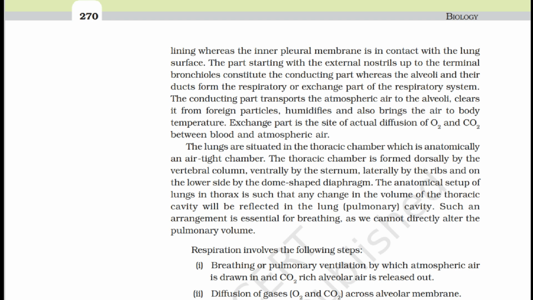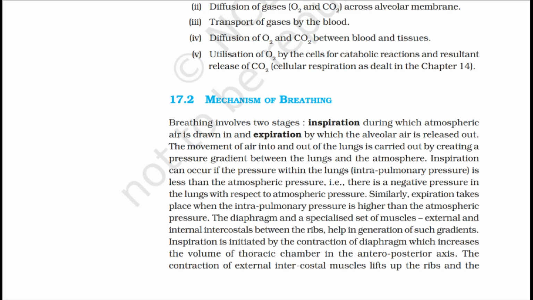Respiration involves the following steps. 1. Breathing or pulmonary ventilation, by which atmospheric air is drawn in and CO2-rich alveolar air is released out. 2. Diffusion of gases, O2 and CO2, across alveolar membrane. 3. Transport of gases by the blood. 4. Diffusion of O2 and CO2 between blood and tissues. 5. Utilization of O2 by the cells for catabolic reactions and resultant release of CO2, cellular respiration, as dealt in chapter 14. Mechanism of breathing.